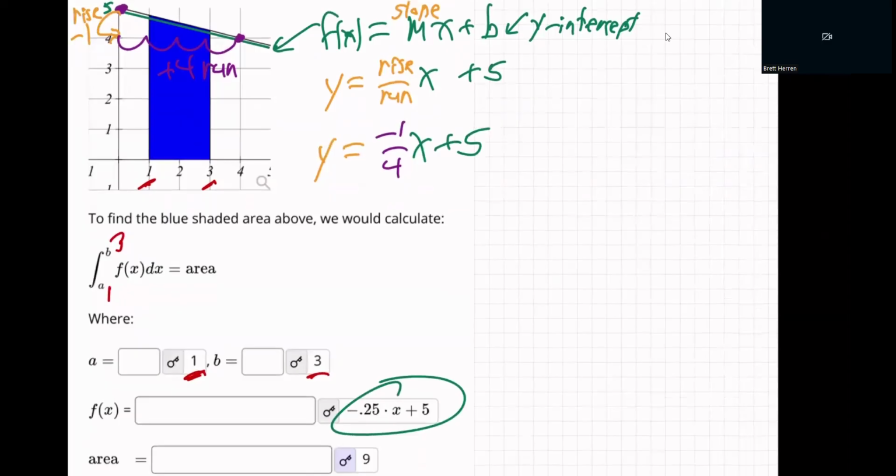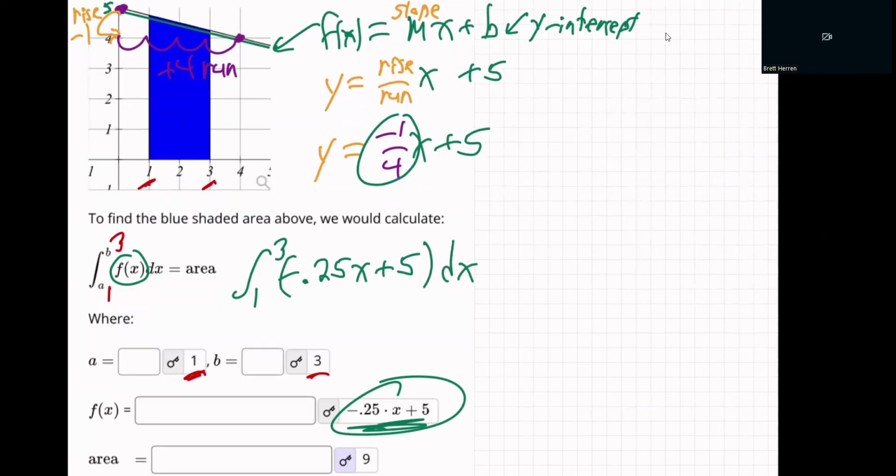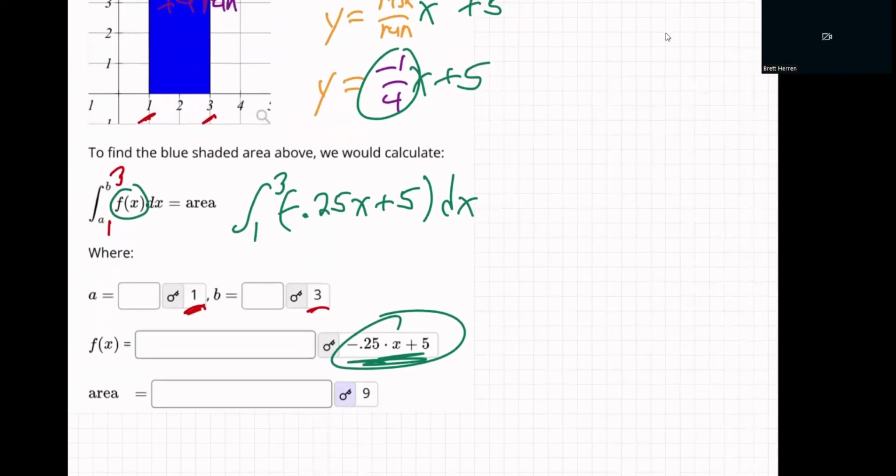Well, that's the integral. We're going to do exactly this integral. We're going to do the integral from 1 to 3 of the function f of x. Here's the function right here: minus 0.25x plus 5, or you could have made it minus a fourth, same thing, dx. That'll give you the area. That's what an integral means. It means sum up all the area under this function between 1 and 3. So how do I do it? This is the antiderivative.